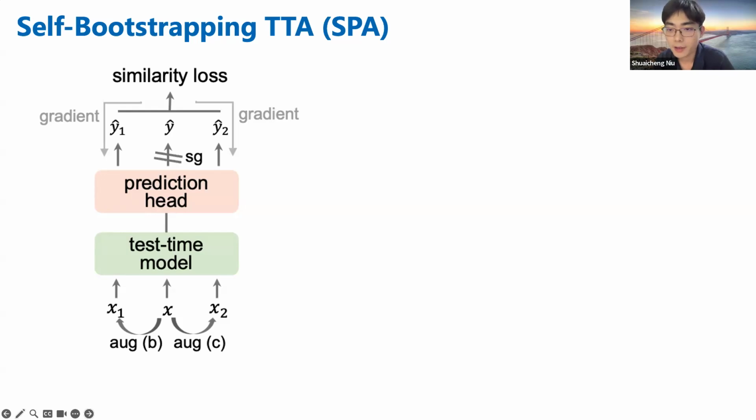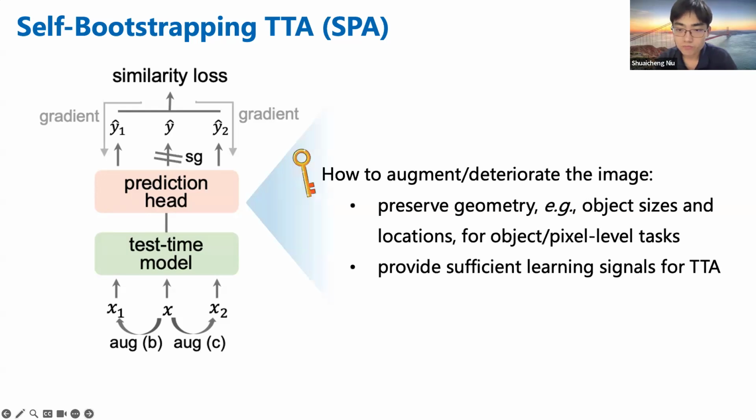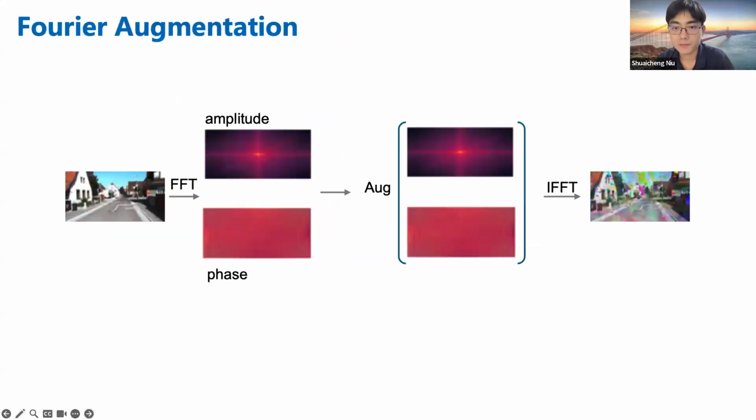Here, the key challenge is how to design augmentation strategies that preserve the image geometry, such as the object size, locations, and relative layouts, as these are essential to make this self-bootstrapping framework applicable to object level or pixel level prediction tasks. And meanwhile, the augmentation also needs to create a sufficient information gap from the original image to supply rich learning signals for our self-bootstrapping learning.